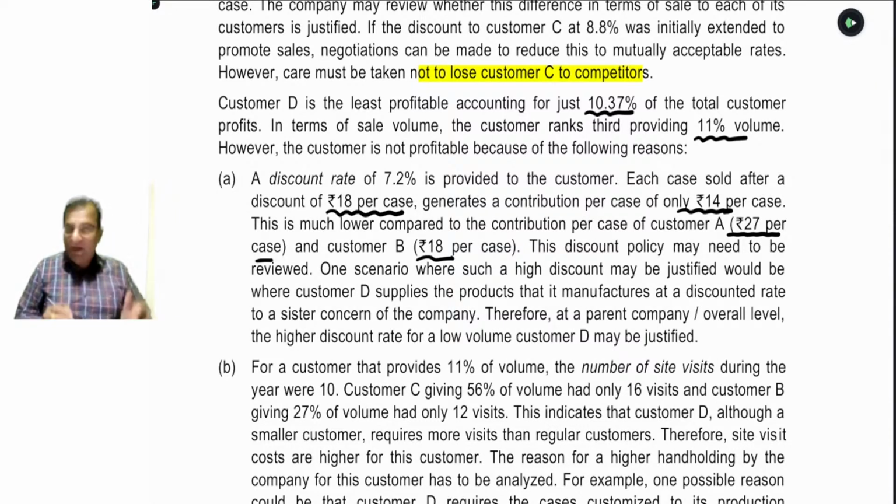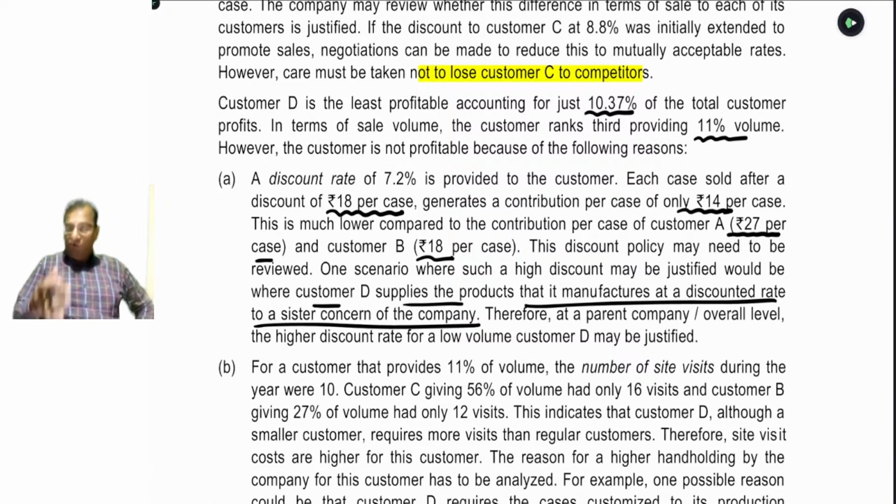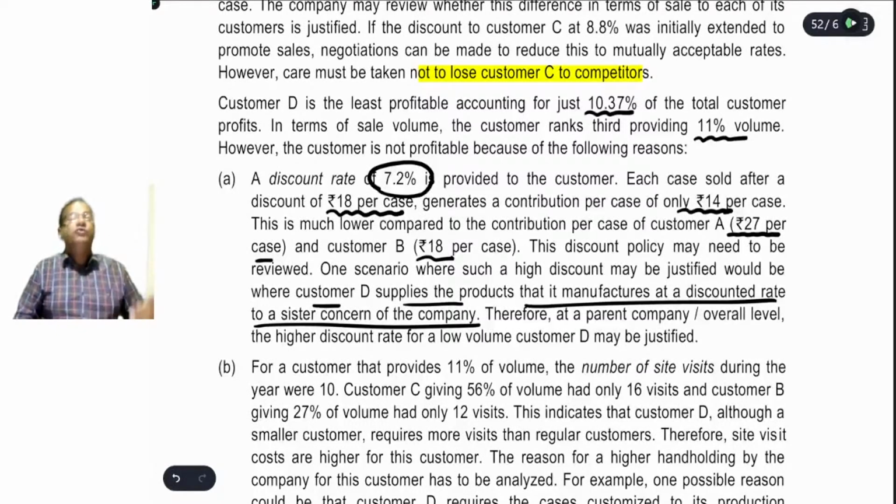The reason might be, look, read here, justified where customer D supplies the product that is manufactured at a discounted rate to the sister concern of the company. Maybe a contractual arrangement was made that the customer is also a manufacturer, the output of the customer is required by our sister concern, and so he is offering a discount, suppose 7.2%. So in return we also have to offer 7.2% discount. If this is the case, then definitely the discount cannot be renegotiated. If this is not the case, then definitely the customer discount should be renegotiated.